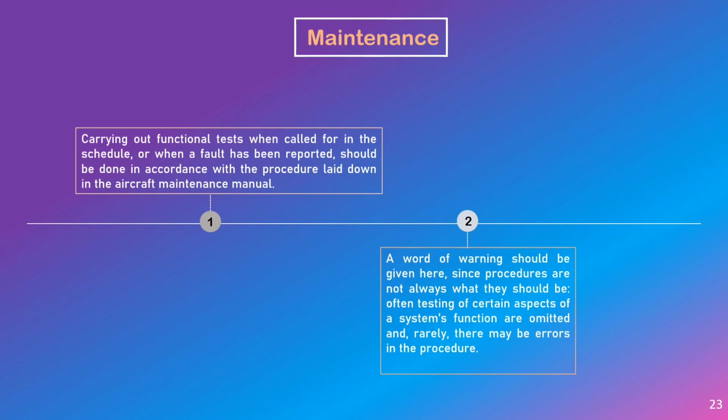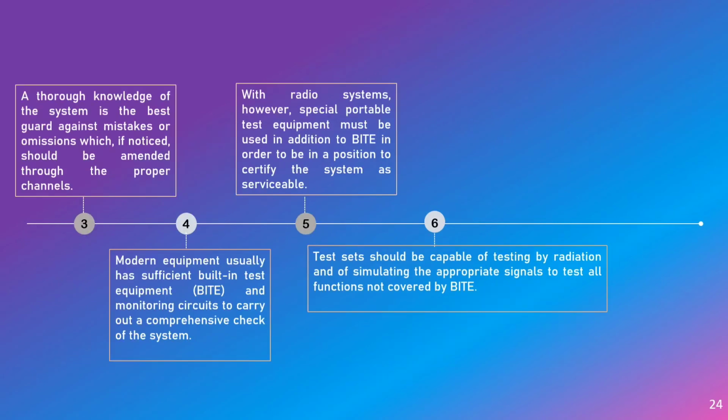Maintenance. Carrying out functional tests when called in for the schedule, or when a fault has been reported, should be done in accordance with the procedure laid down in the aircraft maintenance manual. A word of warning should be given here, since the procedures are not always what they should be. Often testing of certain aspects of system function is omitted, and rarely there may be errors in the procedure. A thorough knowledge of the system is the best guard against making mistakes and omissions, which if noticed should be amended through the proper channel.